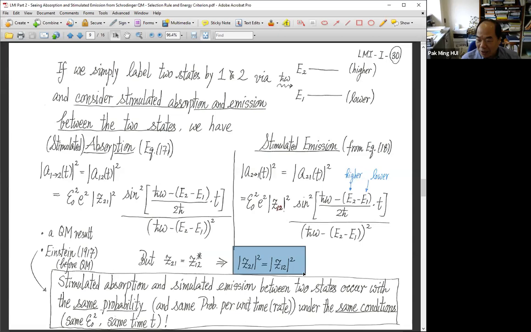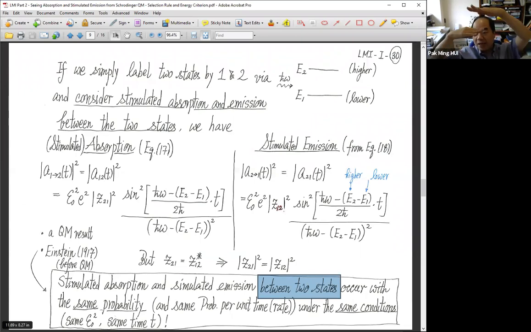So let me summarize what is important on this page. It says the following, a very important point, okay? Stimulated absorption and stimulated emission between two states occur with the same probability, okay? Of course, they are under the same condition, meaning the same stimulation of light, okay? The same intensity, for example, the same E square, the amplitude of the field, E0 square, okay? That is the intensity, proportional to the intensity.